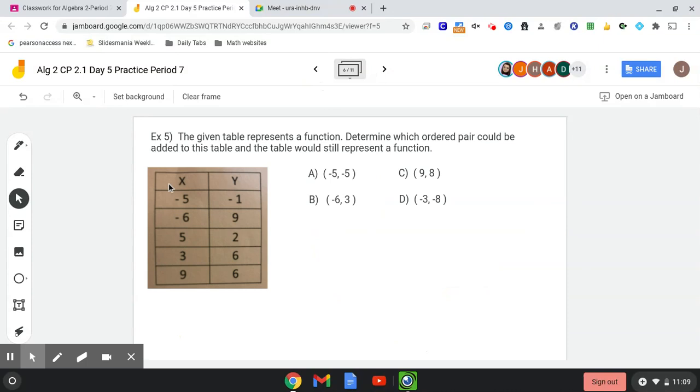So guys, look, they've listed all ordered pairs in a table format. So -5, -1, -6, 9, and so on. So they're telling you this is a function. So that means when -5 goes into this function, it spits out a -1. I have no idea why that is, and I don't care. I don't know what mathematical rule they used. It just says that when -5 goes in, -1 comes out. When -6 goes into that same function, a 9 comes out.